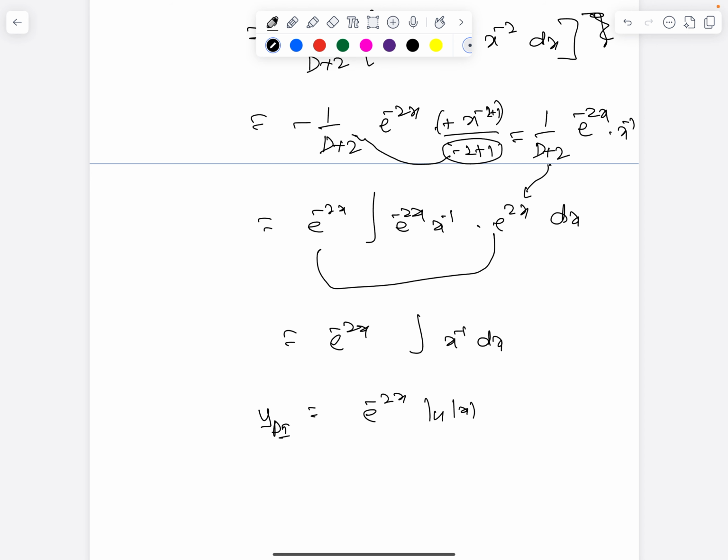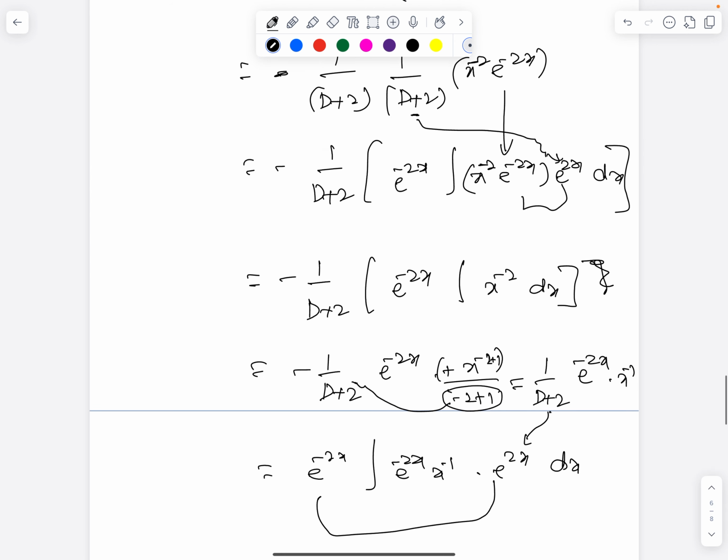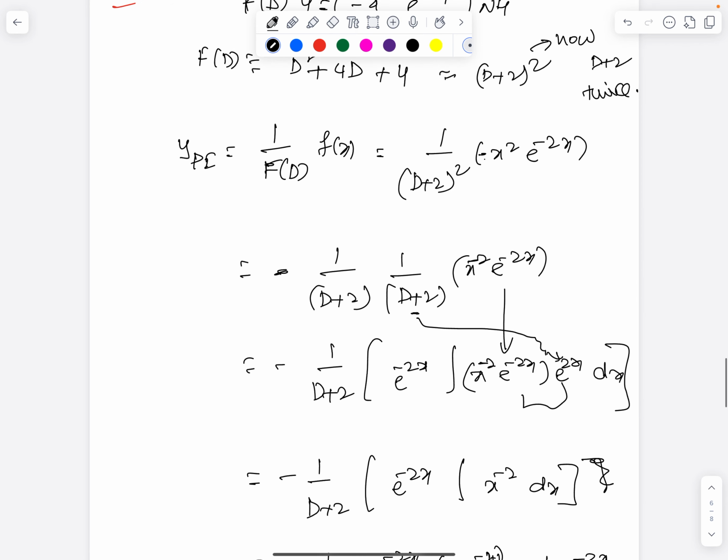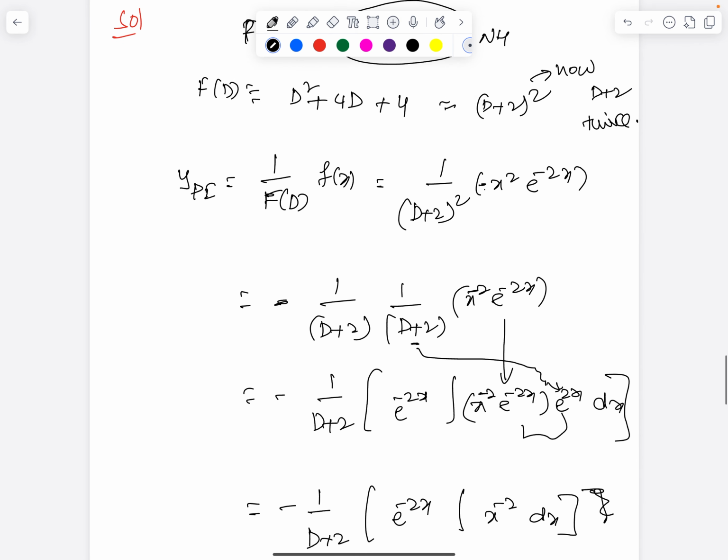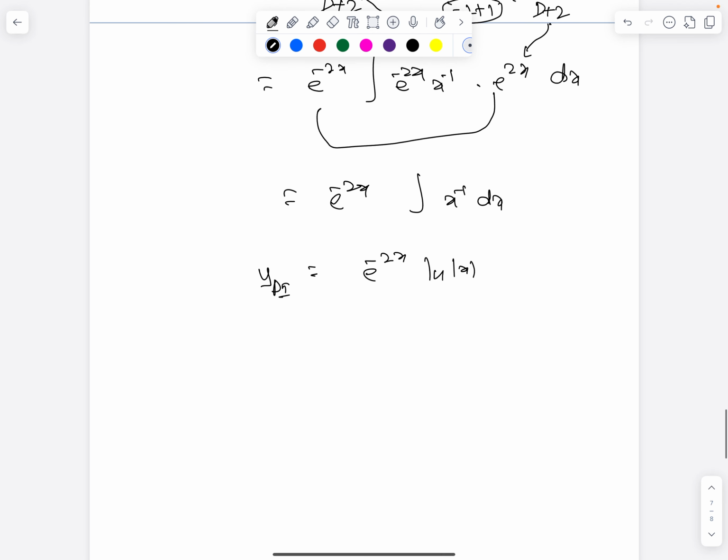There are shortcut methods to solve this. I mean, there is no need to write this many steps, but there are obstacles where the denominator may be 0 whenever you replace D by minus 2, which we will see after some time. So, there are techniques to avoid this many steps.